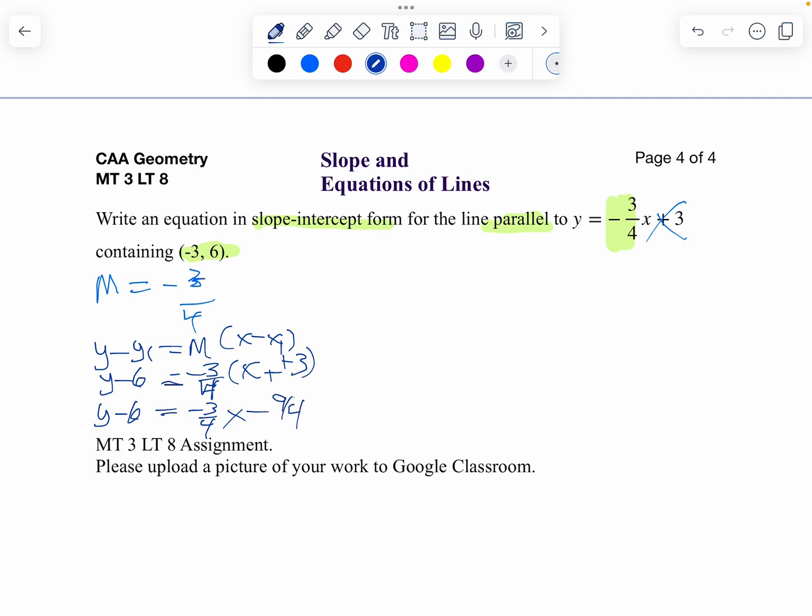9/4. Now I want to get y by itself because I want it to look like slope-intercept form. So what I'll do is I'll add 6 to both sides. And I'll write my answer down below here. So I'll get y equals negative 3/4 x. And then remember to add fractions, you need a common denominator. So what's 6 with a denominator of 4? 6 times 4 is 24. So negative 9/4 plus 24/4 would be a positive 15/4.